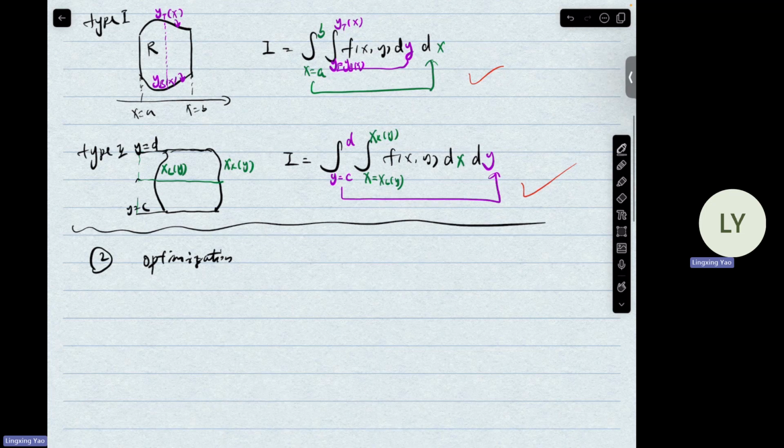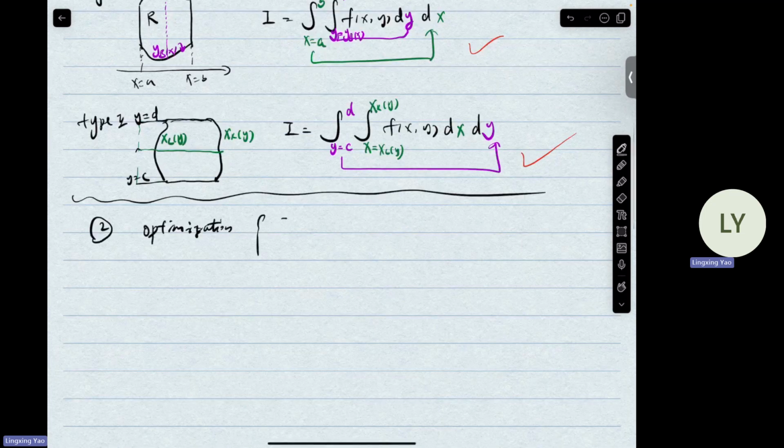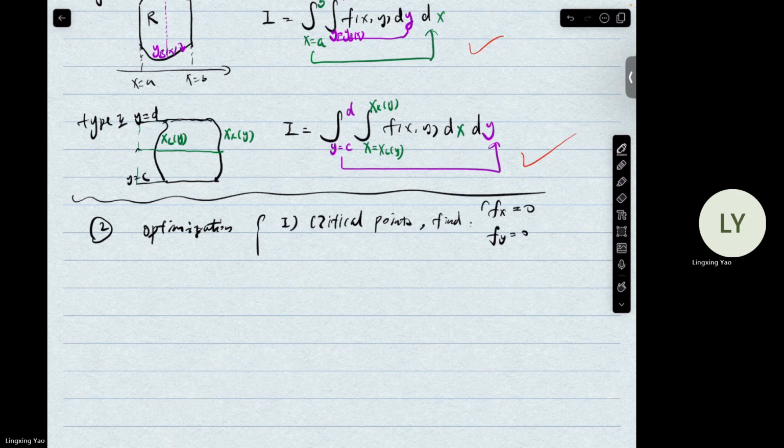Okay, and the optimization has a couple of things. The first one is the so-called critical point. The way of finding a critical point is to set all the partial derivatives to 0 and solve the equations altogether. Okay.